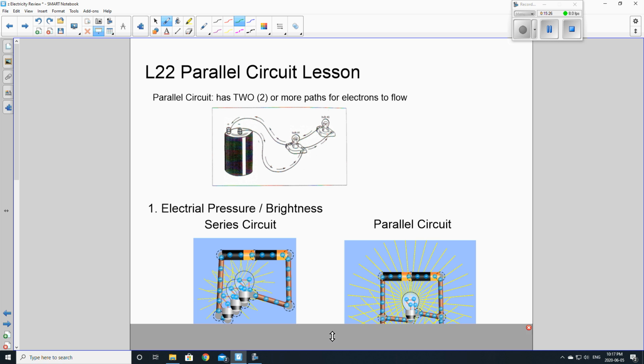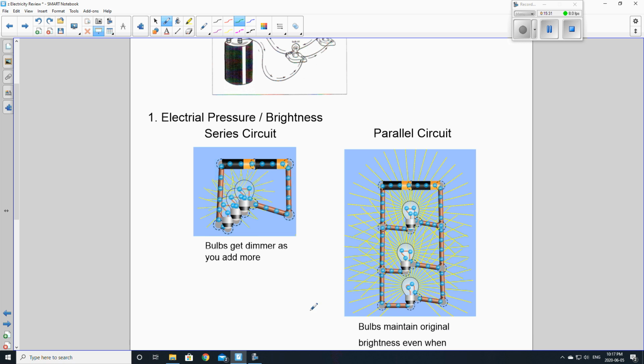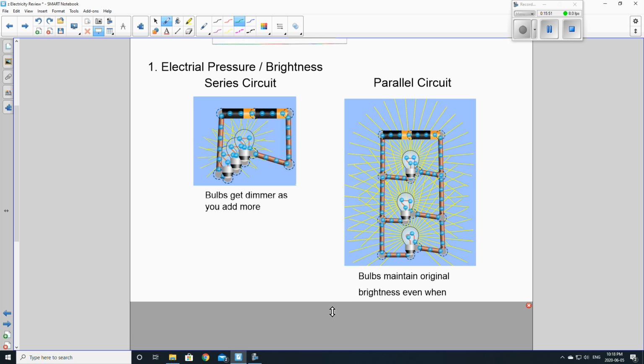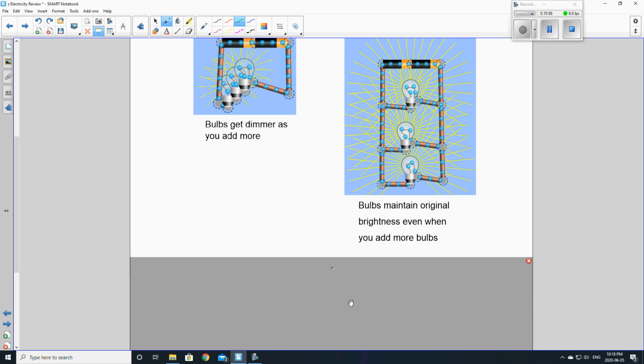Okay, next up. So these are some advantages, right, to parallel circuits. So if you remember in a series circuit, if you added more bulbs, they get dimmer as you add more. But take a look here. In a parallel circuit, the brightness remains the same, even as if you only had one light bulb, okay? So they don't share the electrical pressure. This is really important, right? You don't want your house to get dimmer and dimmer and dimmer every single time you turn on another set of lights, or, you know, run the TV or run your microwave.